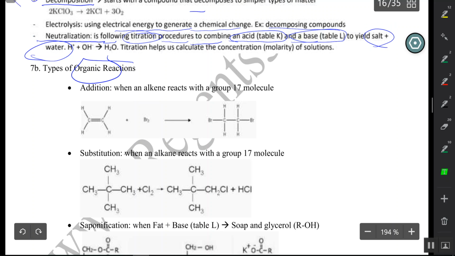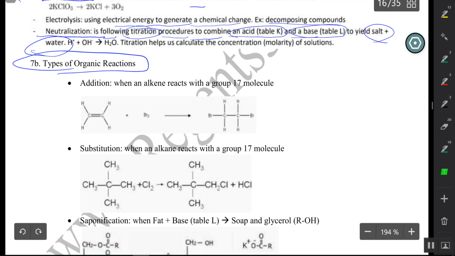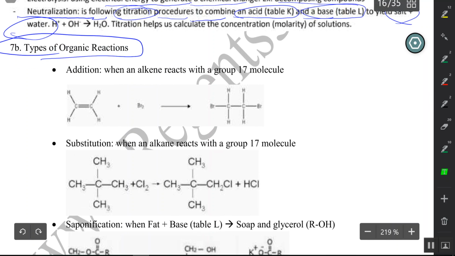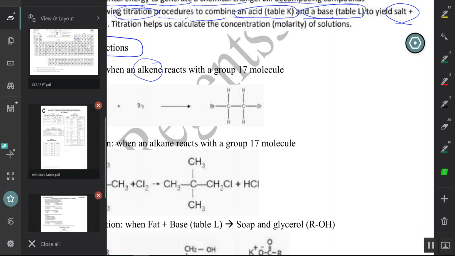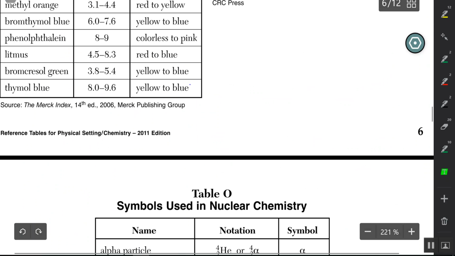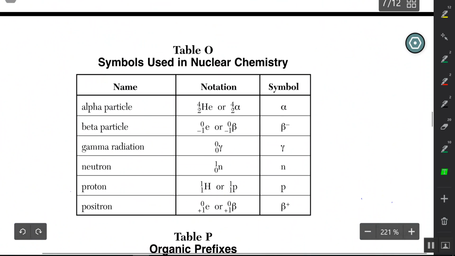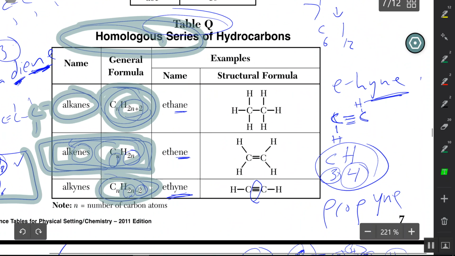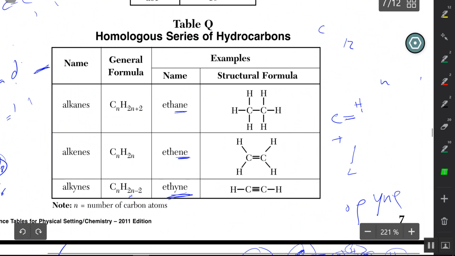Moving on. Now we're going to move on to organic reactions. For organic reactions, there are so many of them. Let's get started. First one, addition. When an alkene, just a reminder, when we talked about naming and writing organic formulas or organic compounds, we talked about what an alkene is. So here, let's just clean this up a little bit. Okay, alkene, ene ending, must have a double bond.